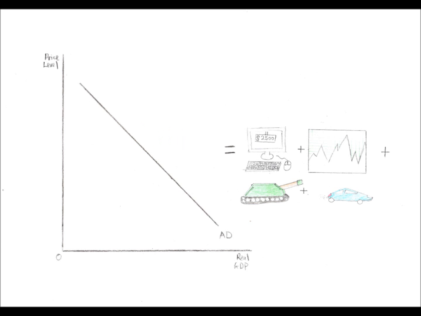Aggregate demand is the total quantity of goods and services that all buyers in an economy want to buy at different possible price levels, ceteris paribus. Aggregate demand includes the demand of consumers, the demand of businesses, the demand of governments, and the demand of net exports. What about aggregate supply?